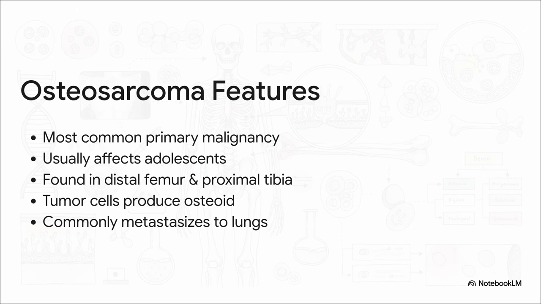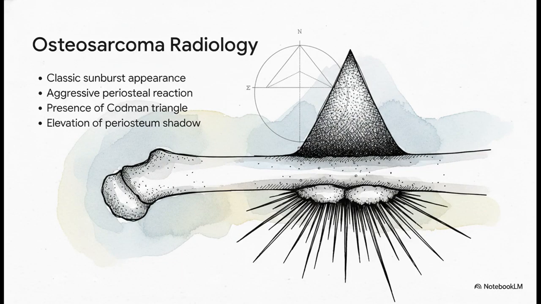Clinically, they present with pain, swelling, or even a pathological fracture. It loves the metaphysis of long bones, again, the distal femur or proximal tibia. But the absolute defining pathological feature here: the malignant tumor cells actually produce osteoid. And unfortunately, it's a rapid spreader, most commonly metastasizing straight to the lungs. The destructive nature of osteosarcoma is impossible to miss on imaging. You're looking for two massive red flags.